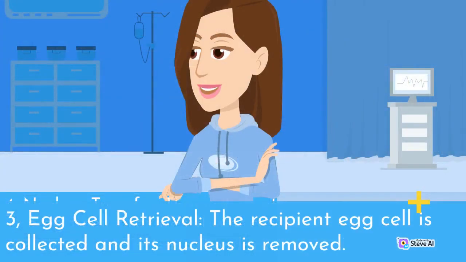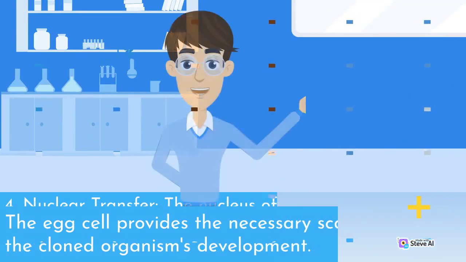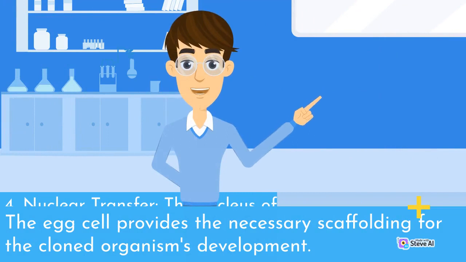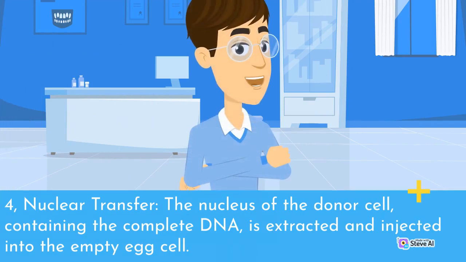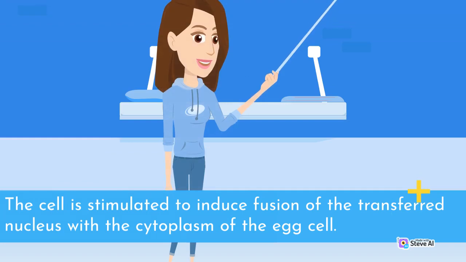3. Egg cell retrieval. The recipient egg cell is collected and its nucleus is removed. The egg cell provides the necessary scaffolding for the cloned organism's development. 4. Nuclear transfer. The nucleus of the donor cell, containing the complete DNA, is extracted and injected into the empty egg cell. The cell is stimulated to induce fusion of the transferred nucleus with the cytoplasm of the egg cell.